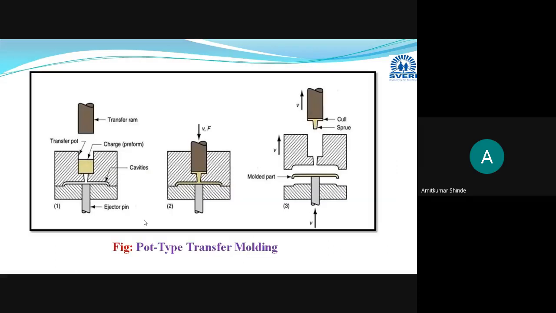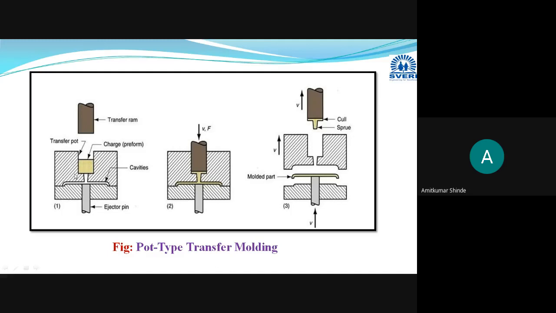Now this is the first type of transfer molding process, the pot type transfer molding process. Okay, we have already discussed the stages involved in the transfer molding process. The stages will remain the same, but some parts will change, which I will explain with the help of this diagram. This is the first type, the pot type transfer molding process.